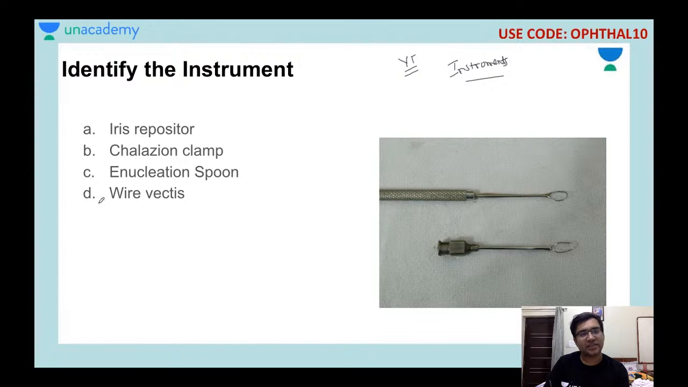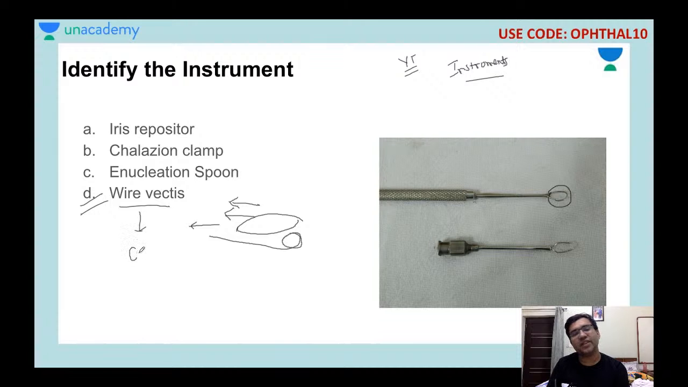Okay, so the answer here is D, that is wire vectis. If you can see here, this is the wire vectis. What I do is that whenever I do a cataract surgery, I have the nucleus. To remove the nucleus, I put the wire vectis beneath the nucleus, okay? And then I put a counter traction here, and this counter traction would help us to remove the nucleus to the outside. This is a wire vectis which we use in patients where I have to do an extracapsular cataract extraction, or if I have to do a small incision cataract surgery. Is it clear? So this is a wire vectis.